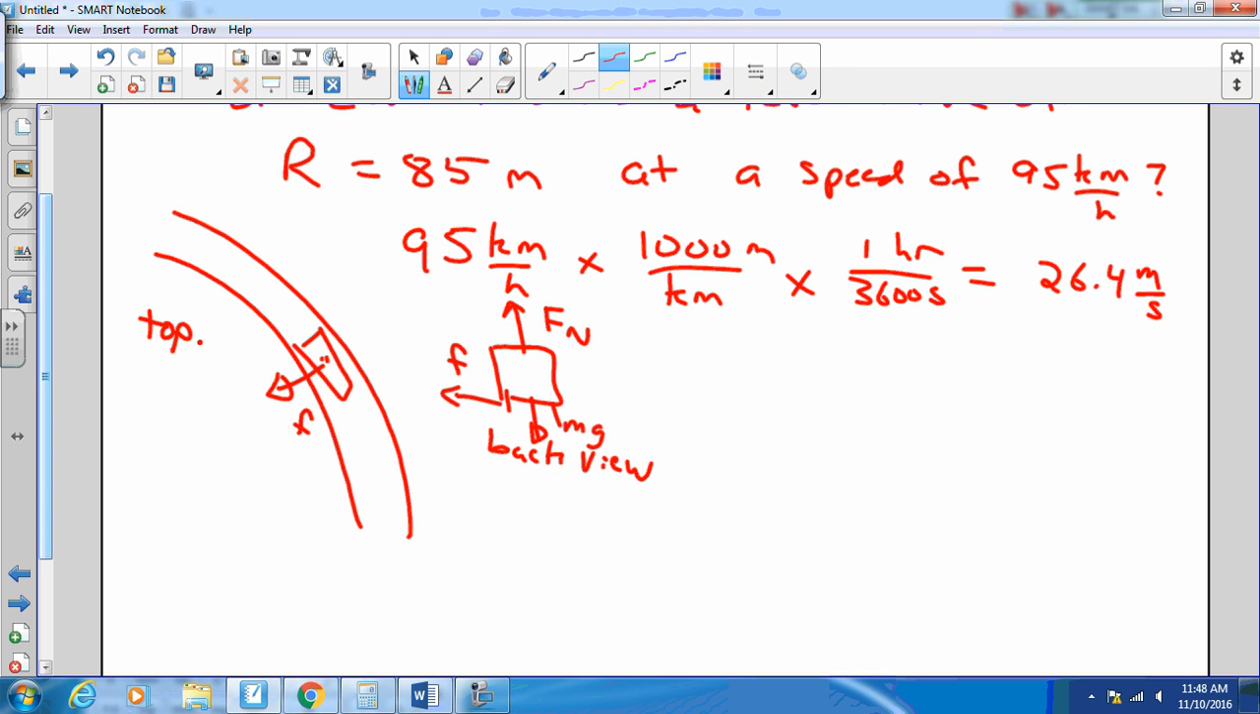So if we now do the sum of forces in the y direction here, then we get, surprise, surprise, Fn minus mg is equal to 0, where the normal force is equal to mg. We've seen a whole lot of that.